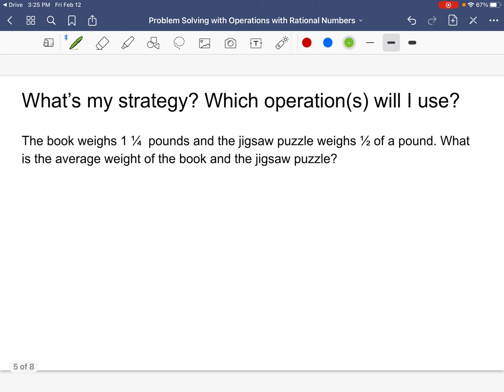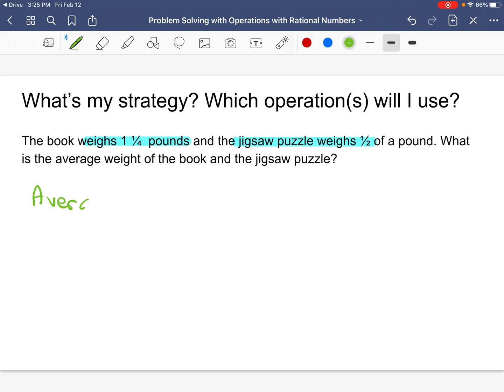So here's another question. Again, what's my strategy and which operations will I use? So in the problem we just saw, the book weighs 1 1/4 pounds and the jigsaw weighs 1/2 pound. What's the average weight of the 2 items, of the book and the jigsaw? So my strategy is going to be to use the calculations I would use for average.